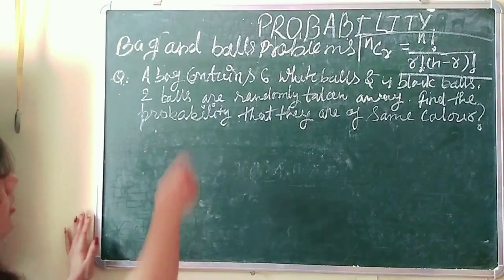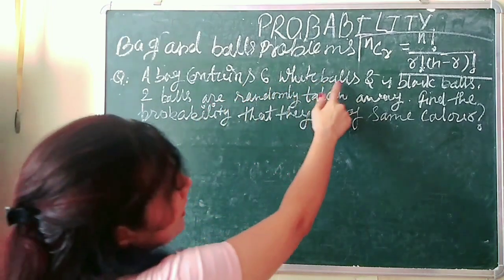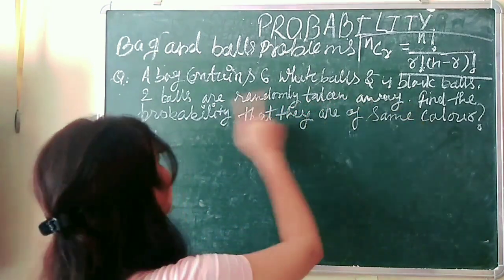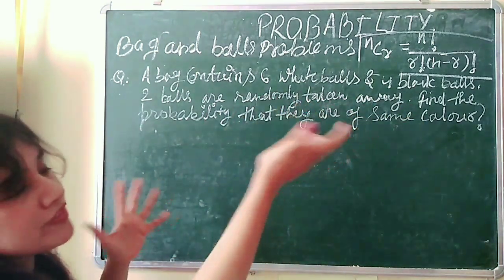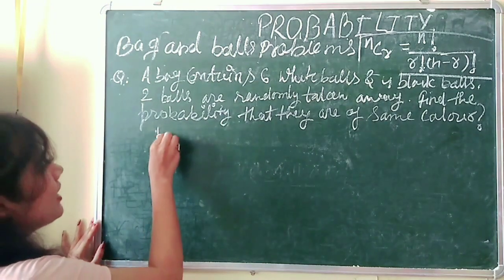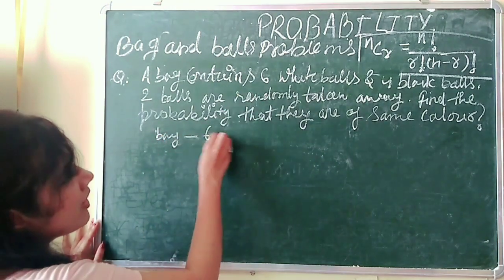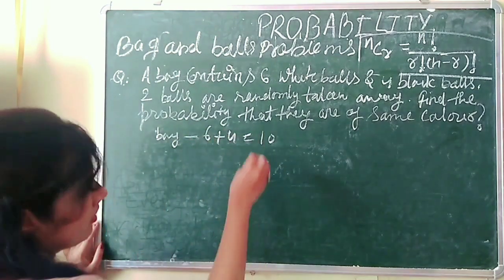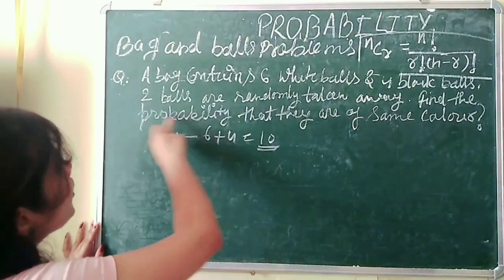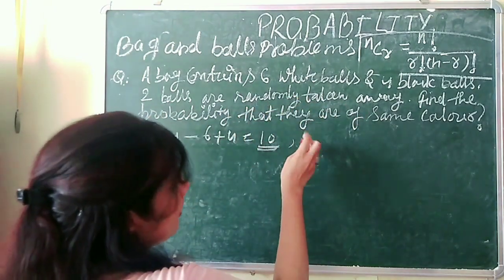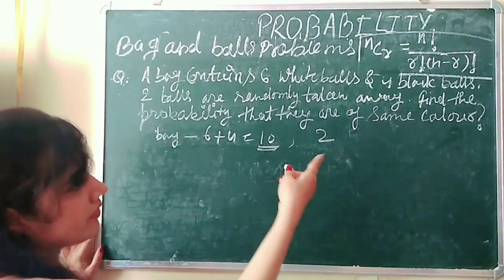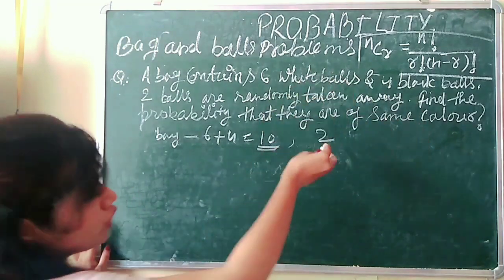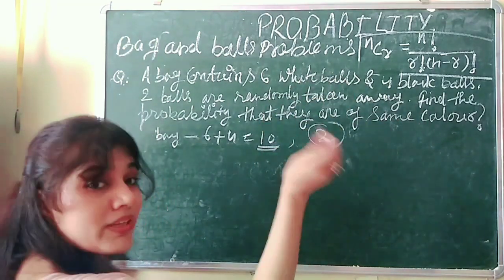Now the next question is: a bag contains 6 white balls and 4 black balls. 2 balls are randomly taken away. Find the probability that they are of the same color. Now a bag is containing 6 white balls and 4 black balls, so the total number of balls in the bag is 10. Now it is saying that 2 balls are randomly taken away. Find the probability that they are of the same color. So both balls should be the same color.